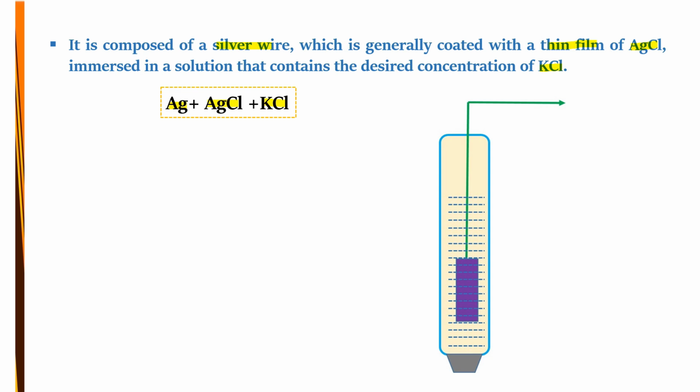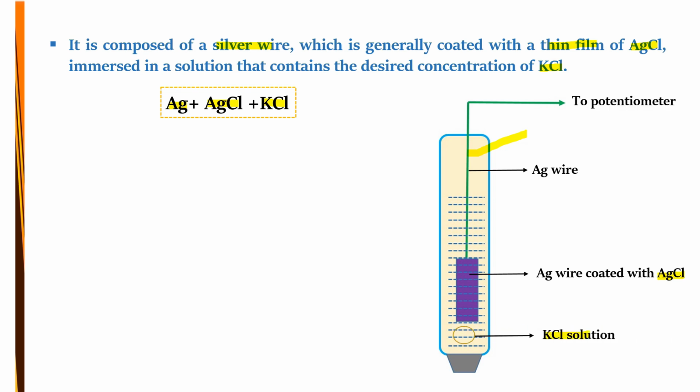Here is a general electrode. Here lies a silver wire over which a silver chloride is pasted, and it is immersed in potassium chloride solution, and then it is connected to a potentiometer. At the tip there lies a porous plug.